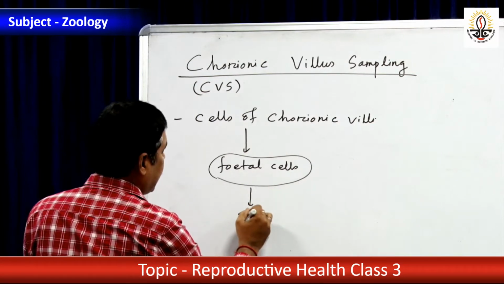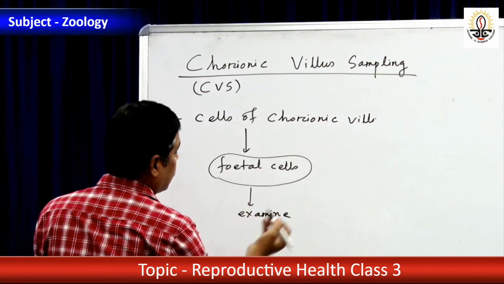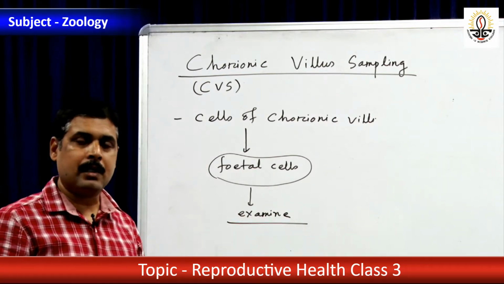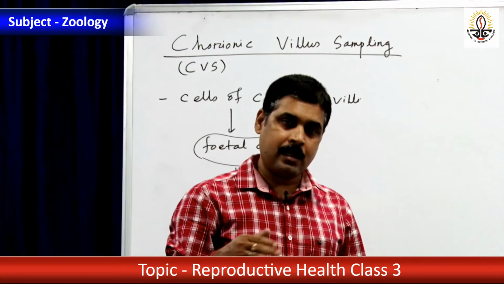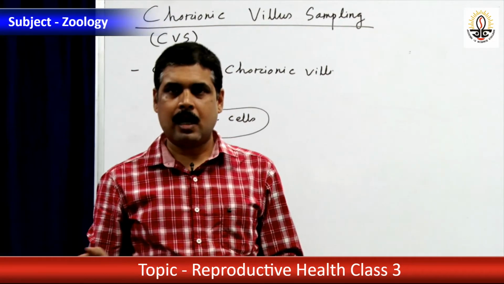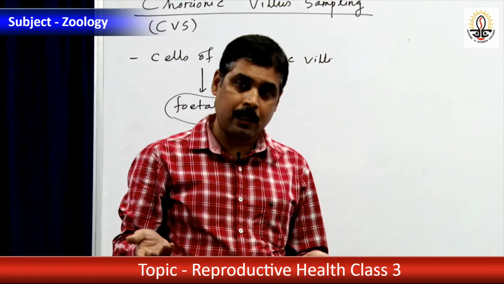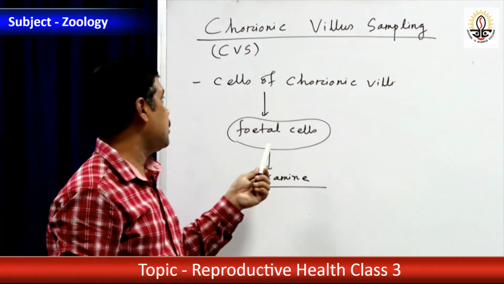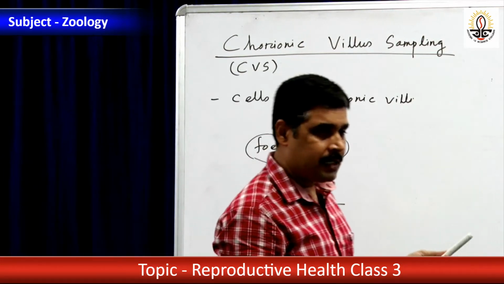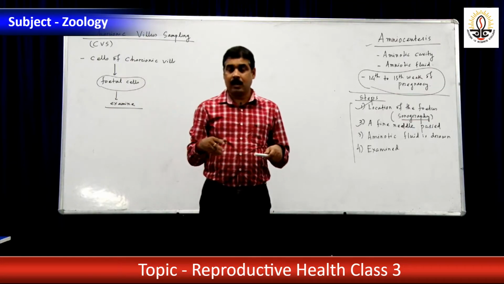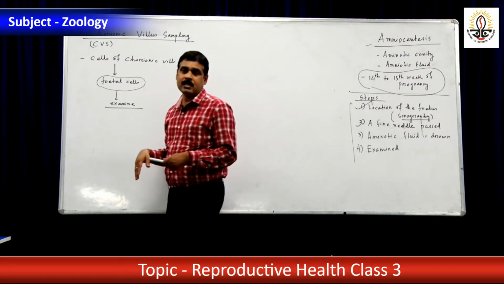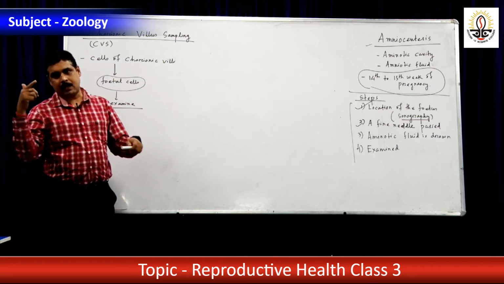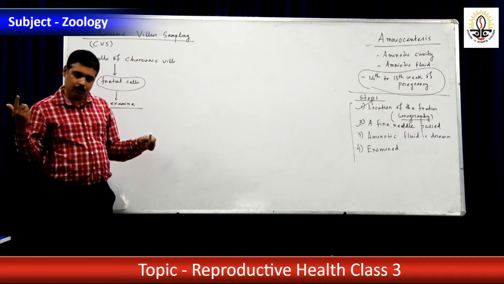If we examine this fetal cell under the microscope, then we will diagnose the chromosomal and biochemical abnormalities, if they are occurring in the fetus, and we can recommend the parents to abort the child. Okay? So this is one of the easier procedures, chorionic villus sampling. It is a little bit easier and advanced technique compared to amniocentesis, because it is not so invasive, puncturing into the amniotic cavity and drawing amniotic fluid from it. Okay.